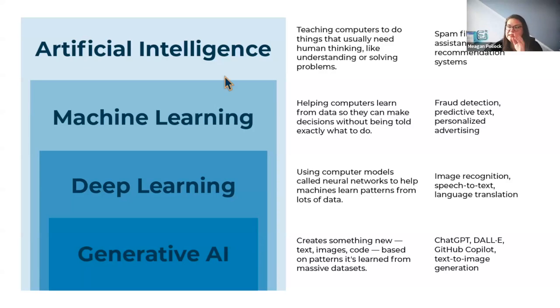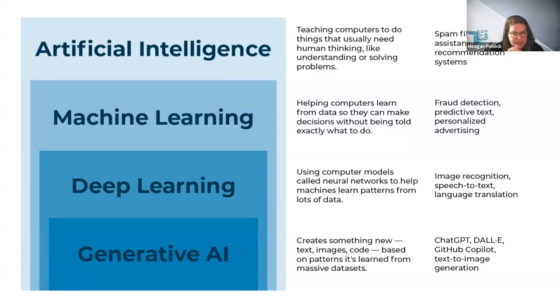Some examples of artificial intelligence that we've been using for a long time that you may not know are AI are things like spam filters or recommendation systems. Spam filters on our email are the very earliest form of artificial intelligence that we all use on a regular basis.